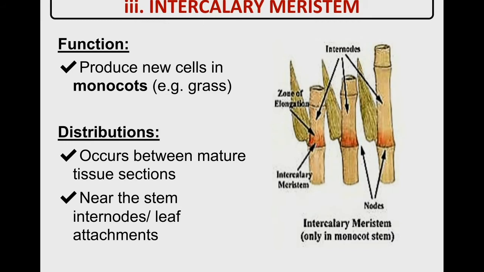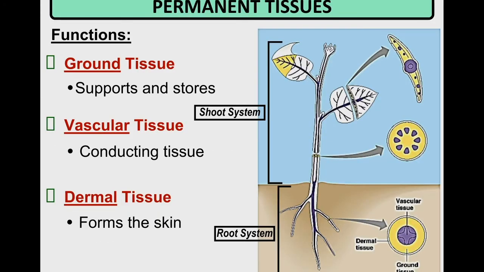Intercalary meristem produces new cells in the monocot. Distribution occurs between mature tissue. Kalau dia tengok dekat bamboo, you can see it at bamboo. So this is known as intercalary meristem.